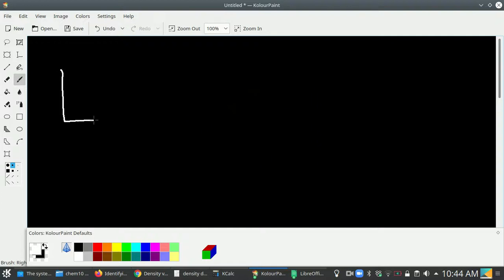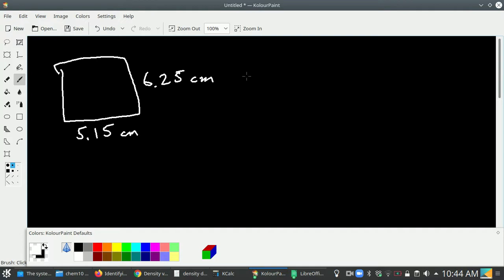So let's say the foil was a perfect rectangle, as I have beautifully drawn here. And let's say that the width was 5.15 centimeters and the length was 6.25 centimeters. And let's say that the mass was 0.329 grams.